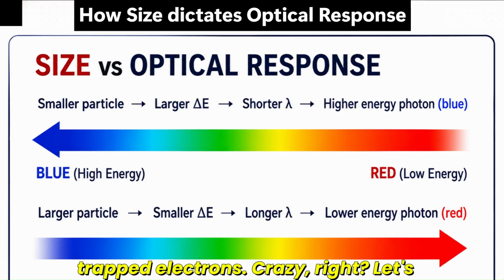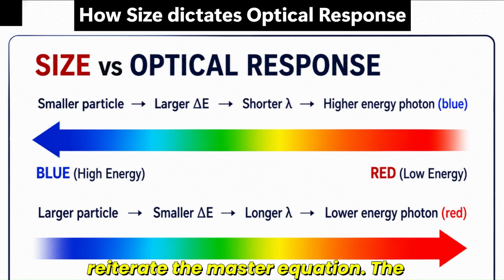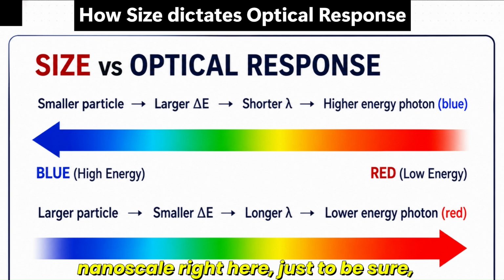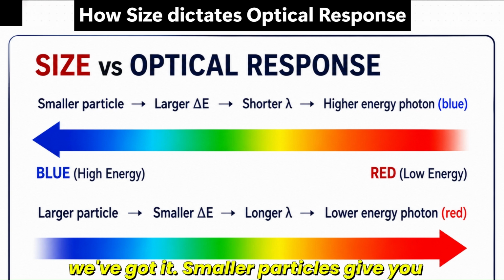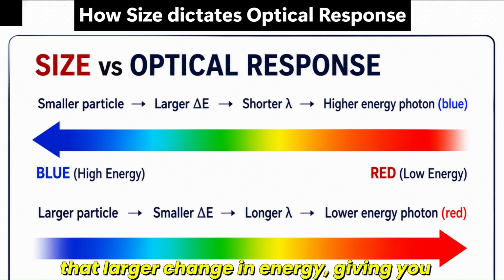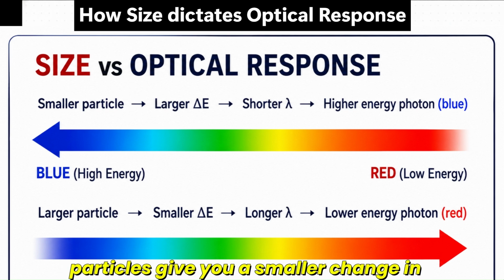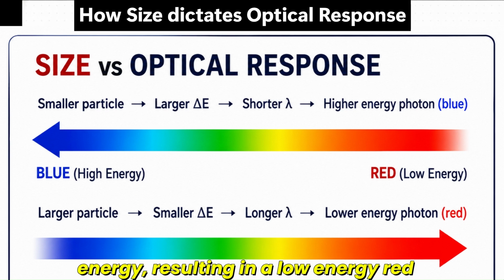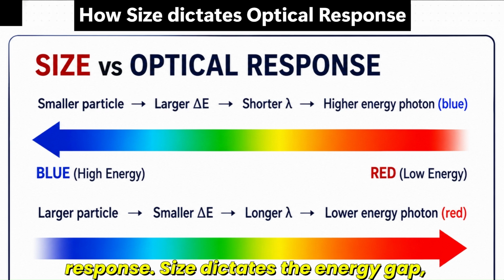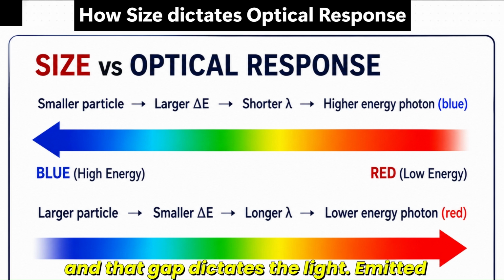Crazy, right? Let's reiterate the master equation of the nanoscale right here, just to be sure we've got it. Smaller particles give you that larger change in energy, giving you a high-energy blue response. Larger particles give you a smaller change in energy, resulting in a low-energy red response. Size dictates the energy gap, and that gap dictates the light emitted.